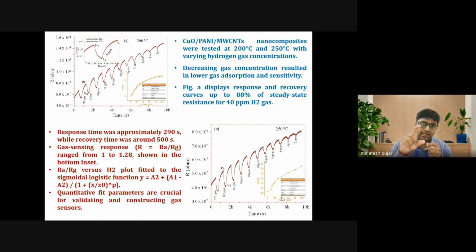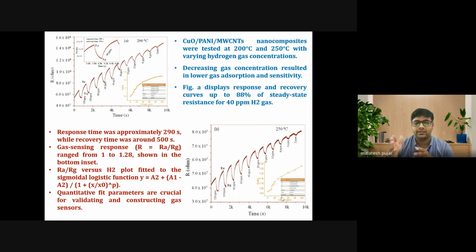There is a small inset I am trying to show in image A, representing the variation of the hydrogen gas concentration we have considered. As we increase the concentration, the sensitivity is also increasing. If you decrease the concentration, the sensitivity is also decreasing. That is because of the availability of hydrogen molecules: if our copper oxide nanoparticles behave as cations and hydrogen behaves as anions, then there must be interaction. So to have that interaction, the supply of hydrogen is important.